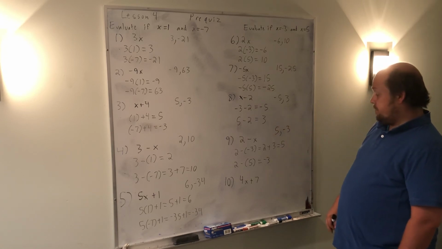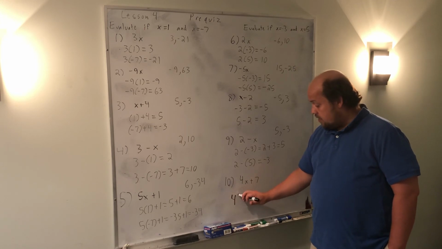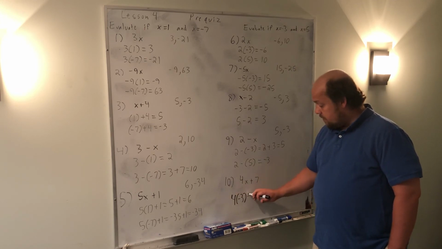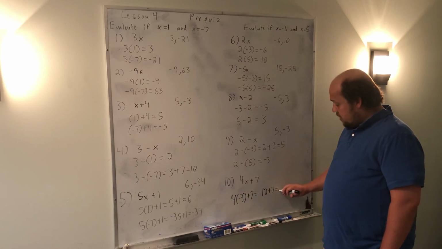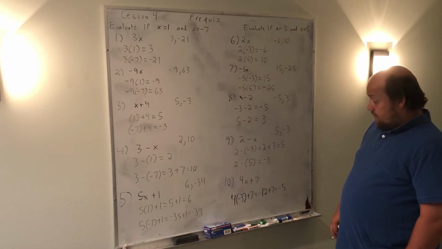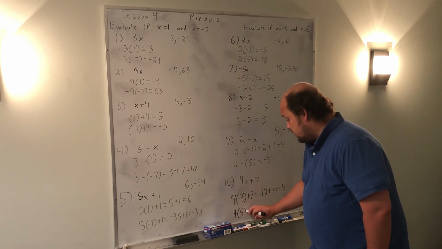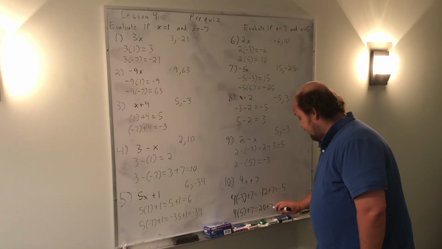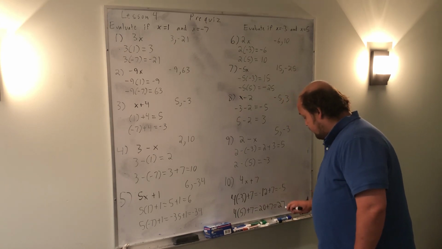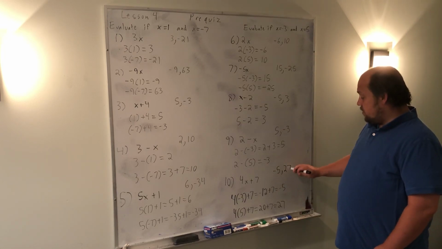Final one, when I plug in negative 3 here. It becomes 4 times negative 3 plus 7, which becomes negative 12 plus 7, which becomes negative 5. If I plug in 5, 4 times 5 plus 7 becomes 20 plus 7, which gives me a final answer of 27. So I record this as negative 5, 27.